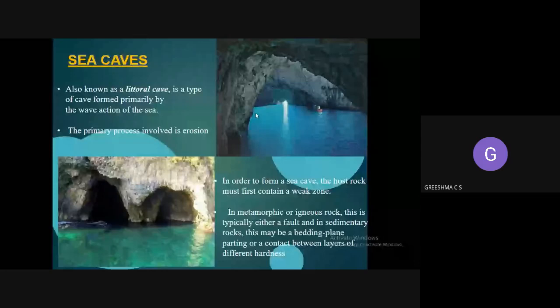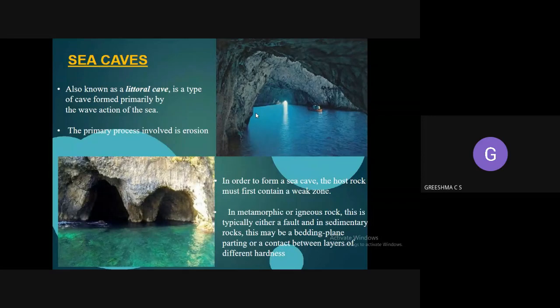Then how is it becoming weak? You can understand that if a substance is continuously getting wet, naturally its strength will reduce. Have you ever noticed? If you continuously dip any material in water, eventually, with the passage of time, that material will become weak. Okay, so prior to the formation of sea caves, the rock should form a weak zone. Okay, so that's it.